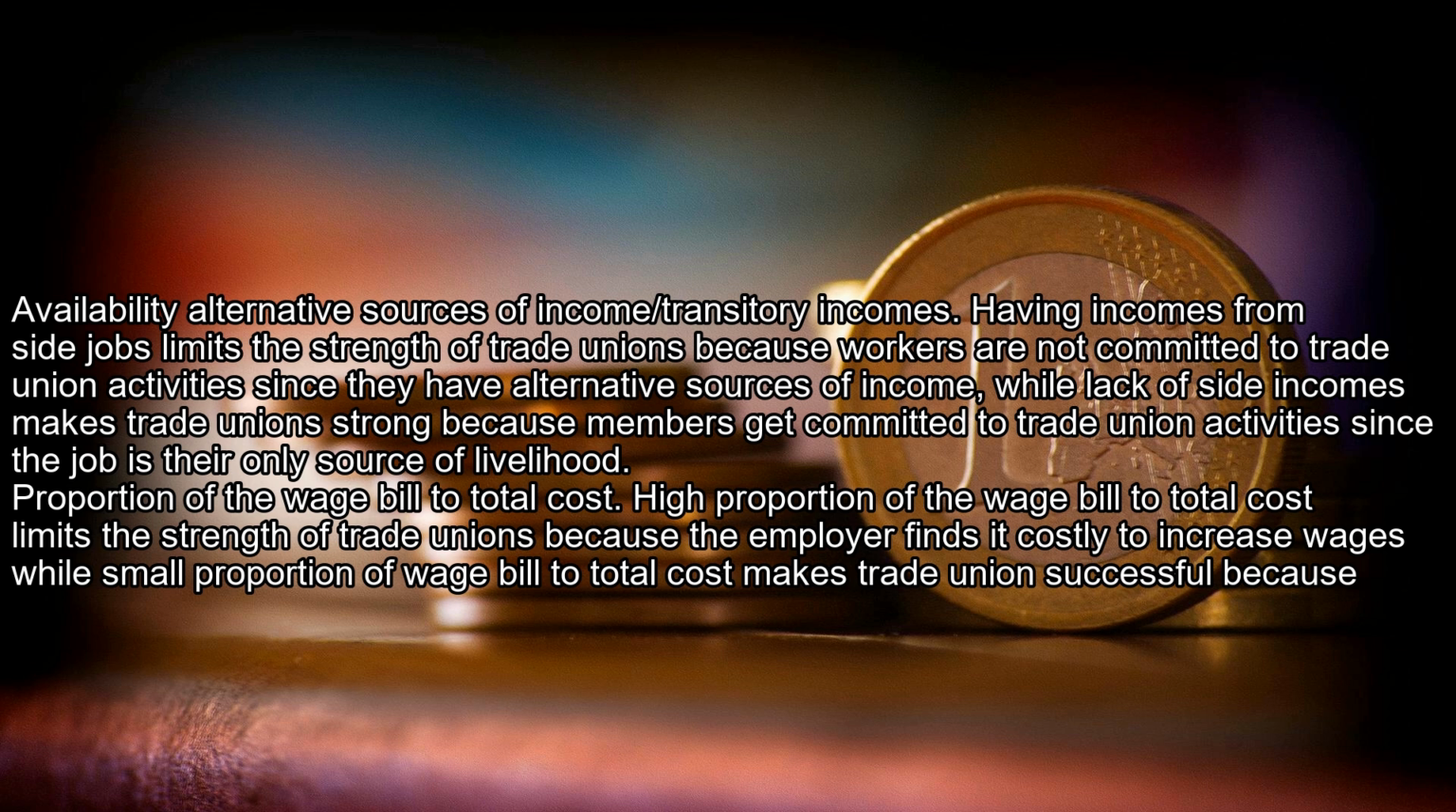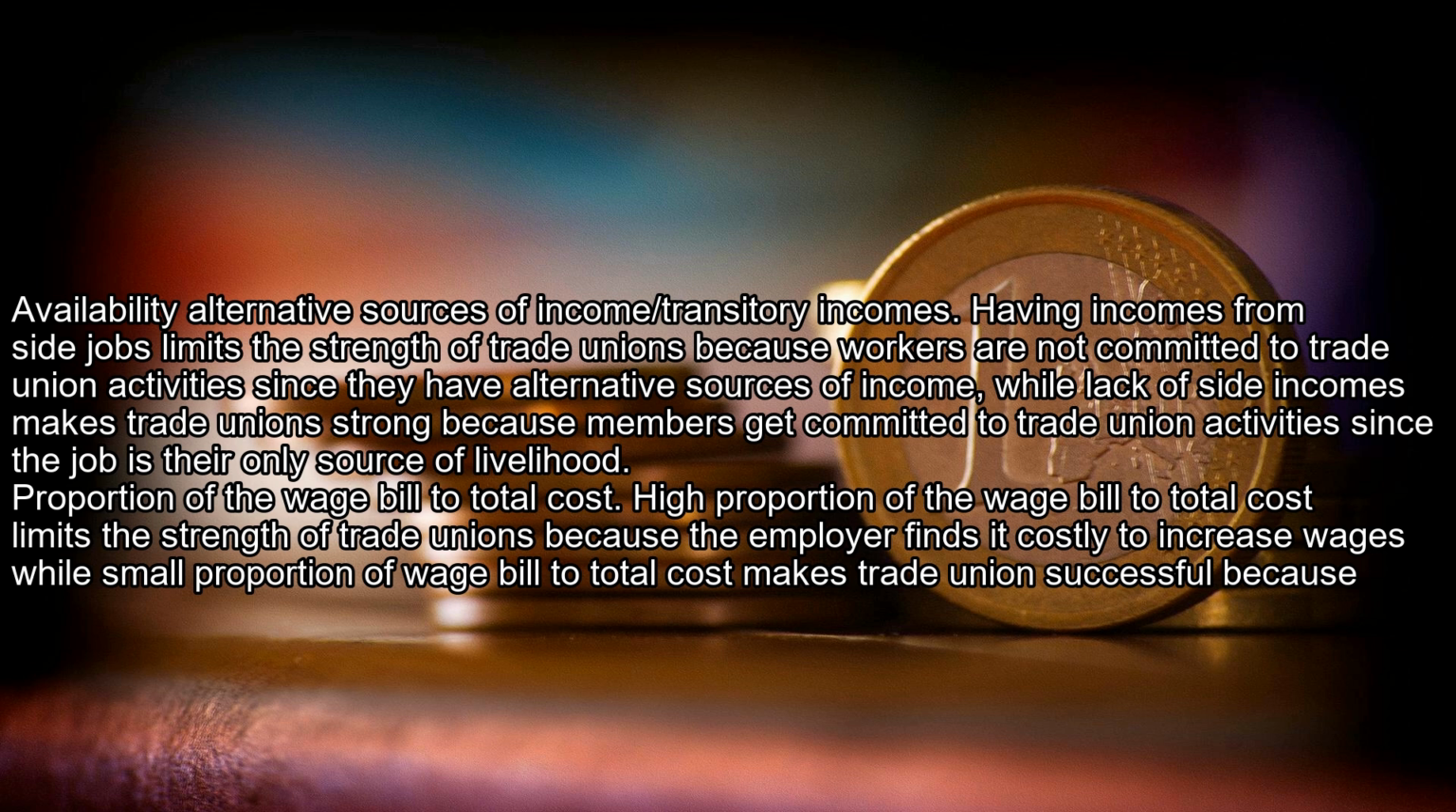Availability of alternative sources of income/transitory incomes. Having incomes from side jobs limits the strength of trade unions because workers are not committed to trade union activities since they have alternative sources of income, while lack of side incomes makes trade unions strong because members get committed to trade union activities since the job is their only source of livelihood.